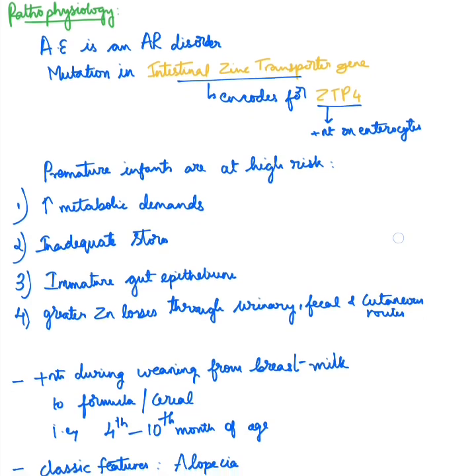Premature infants are especially at higher risk for AE because of their increased metabolic demands, inadequate stores, immature gut epithelium, and greater zinc losses through urinary, fecal, and cutaneous routes.